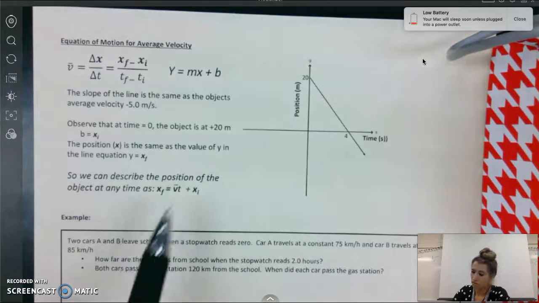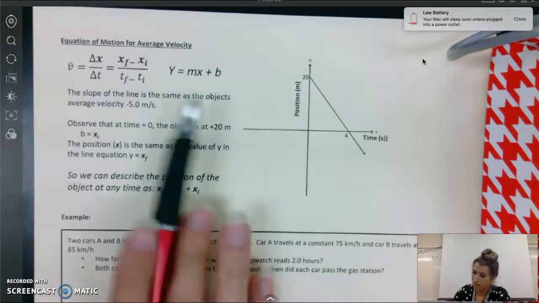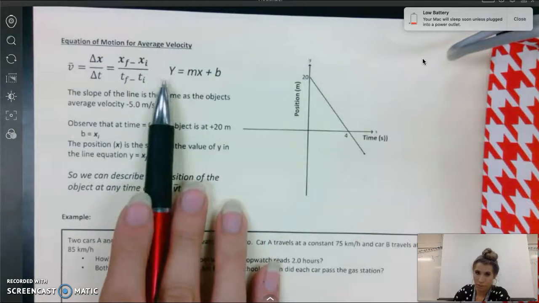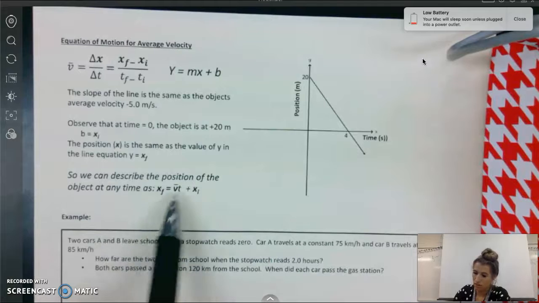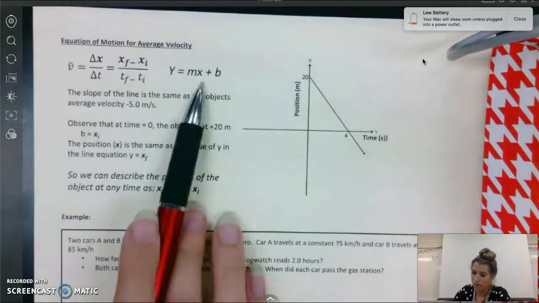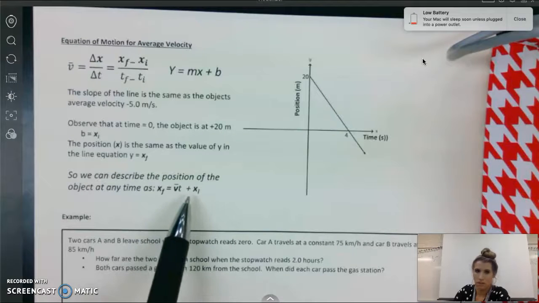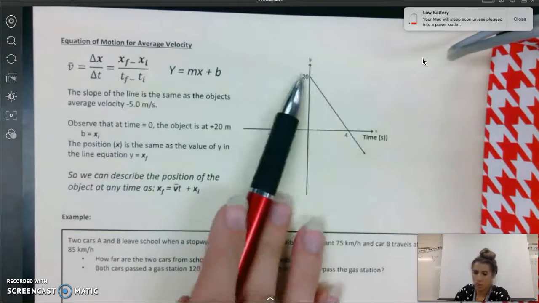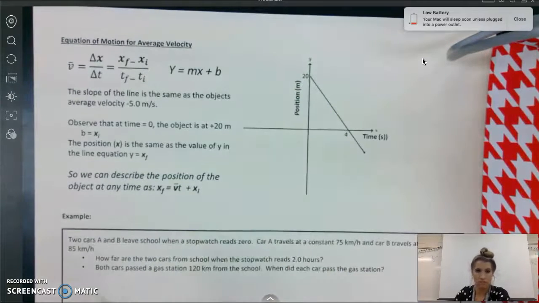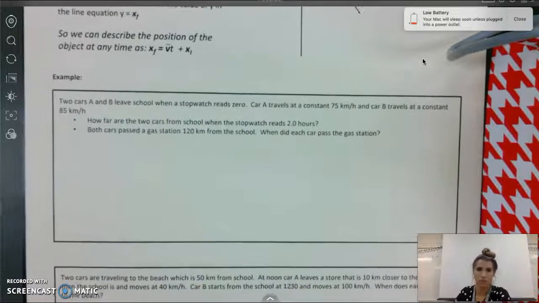So then we can describe this as an equation. We can say our position, our final position, is equal to the slope, which we know is velocity, times x, which we know is time, plus my y-intercept, which is my initial position. Okay, so we have this great equation now that we're working with.